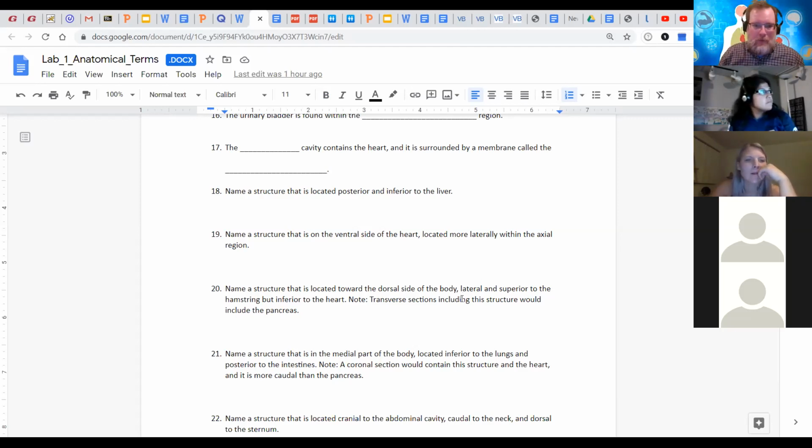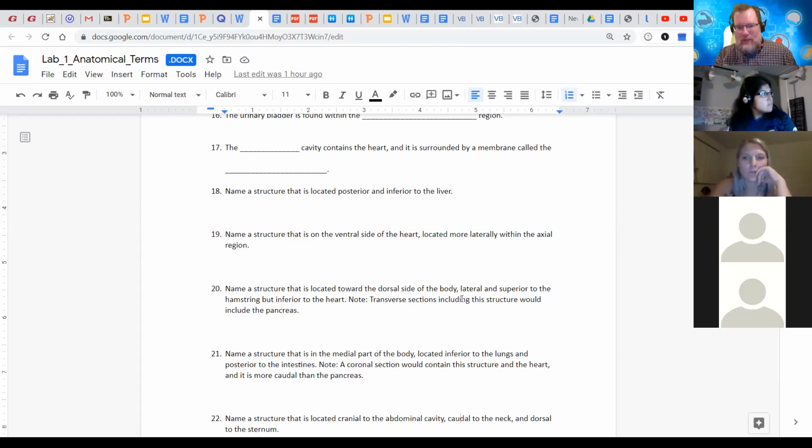That's probably what I would go with for number 20: structure located toward the dorsal, lateral, above the hamstring, below the heart. But there's a lot of other stuff there, right? Both your ascending and descending colons are all over there too. So there's definitely more than one answer for these.